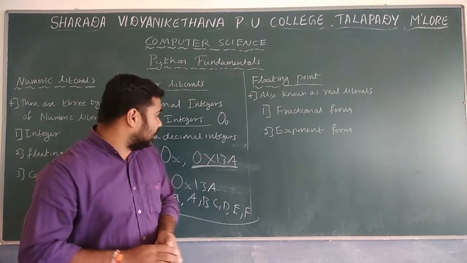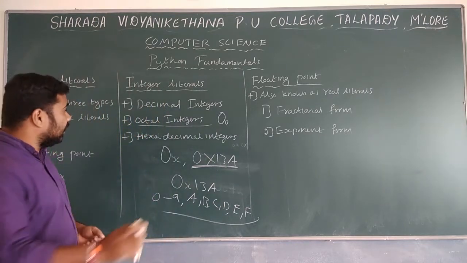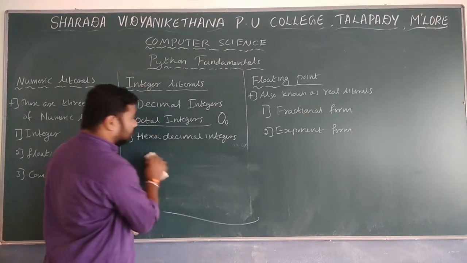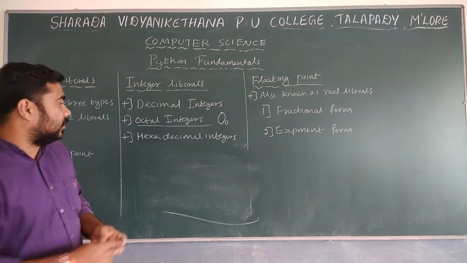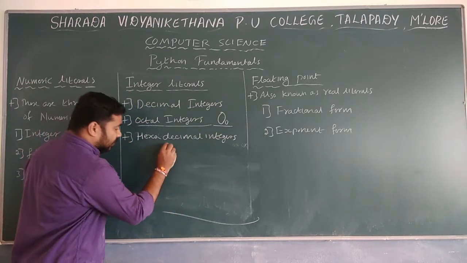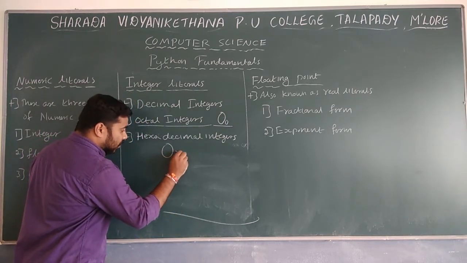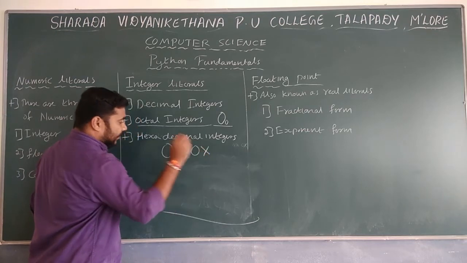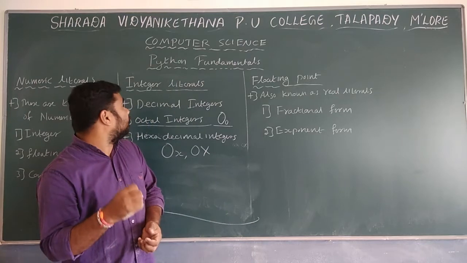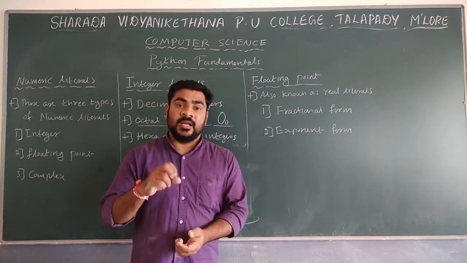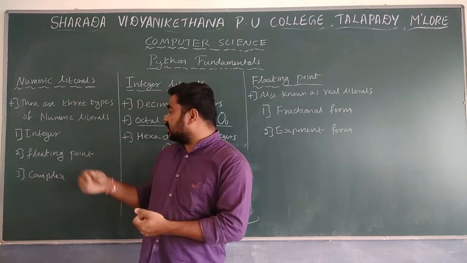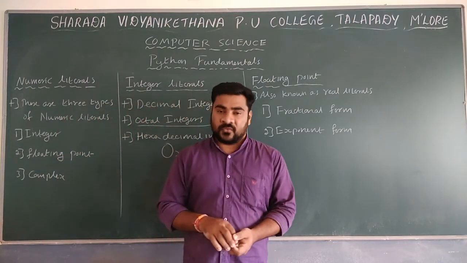Mainly three types of integers are used. One is decimal integers, which we can write normally. Next is octal integers, which start with 0o. For hexadecimal, use 0 with a small x or a capital X. Then we can write different types of integer constants or integer literals. So first we discussed integers; next we will move to floating point.